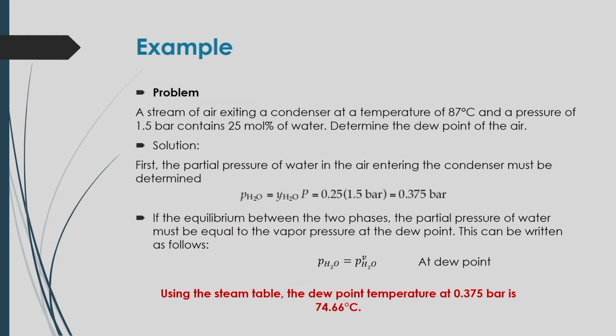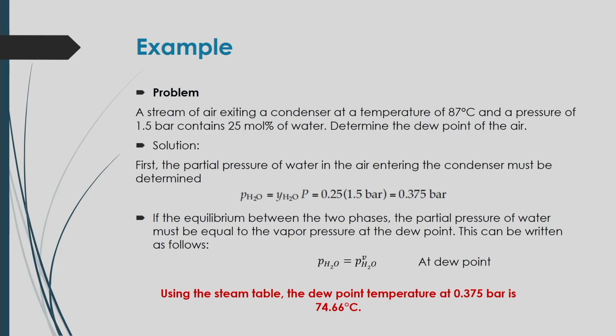Now, let us do an example here. Let us say that a stream of air exiting a condenser at a temperature of 87 degrees Celsius and a pressure of 1.5 bar contains 25 mole % of water. Now, in this case you have to calculate what should be the dew point of the air.